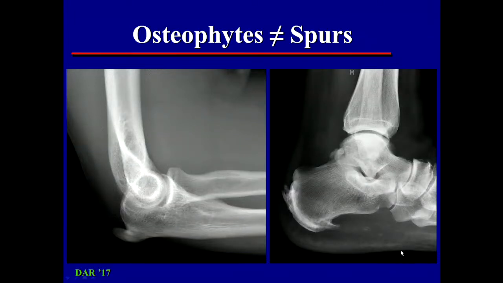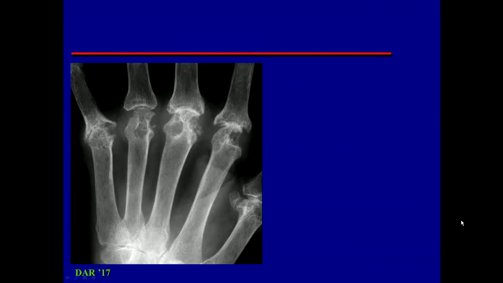Now, I said osteophytes and spurs are probably two different things, and I reserve the term spur for something like this, an olecranon spur or a heel spur. This has absolutely nothing to do with osteoarthritis. It has absolutely nothing to do with the joint at all, but these enthesopathic type changes may or may not be symptomatic. These should be called spurs. The ones that result from osteoarthritis should be called osteophytes.